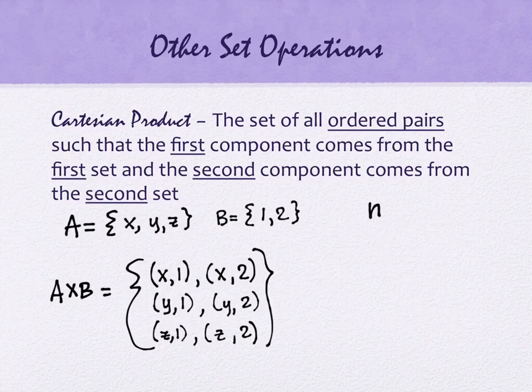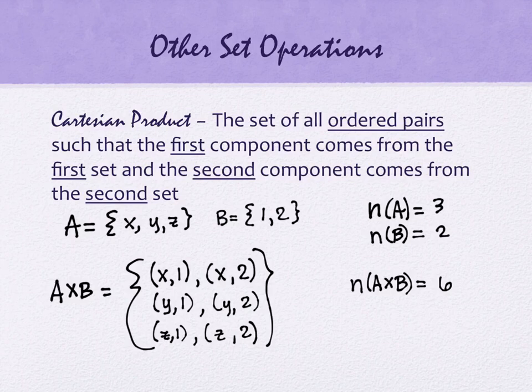How many items are in set A? What is it? Count. Thank you. 3. Yes, 3. How many items are in set B? 2. How many items did we find in the Cartesian product at the bottom? There were 6. What does it look like happened?